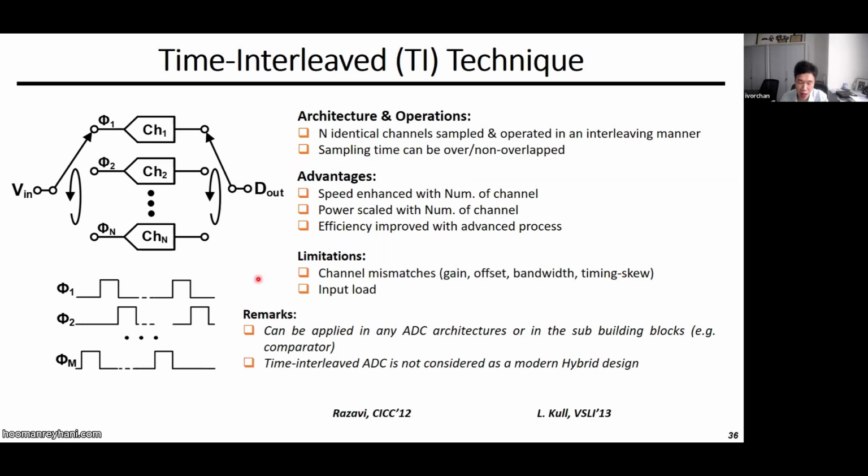Here are a few remarks about this kind of topology. Interleaving can be applied not necessarily to the full ADC. It can be applied to the building blocks. Let's say you can apply it to the sampler, or to the comparator in the ADC. That's why you will see so-called partial interleaving or alternative comparator. This is also very similar to the term ping pong. Indeed, this is more like a 2 times interleave kind of algorithm.